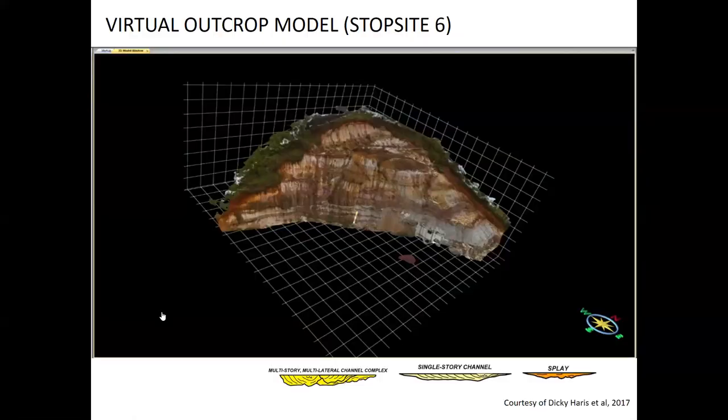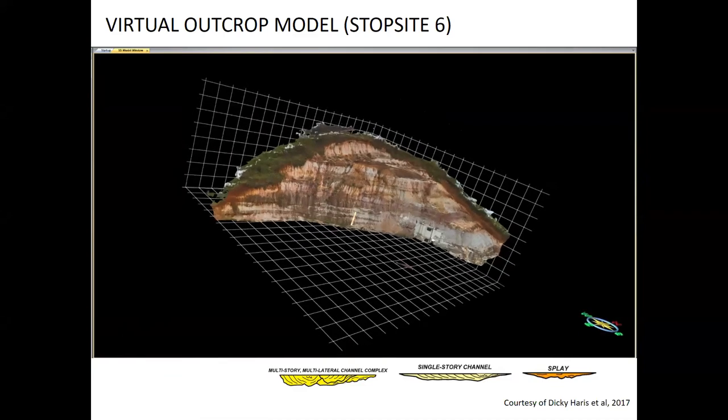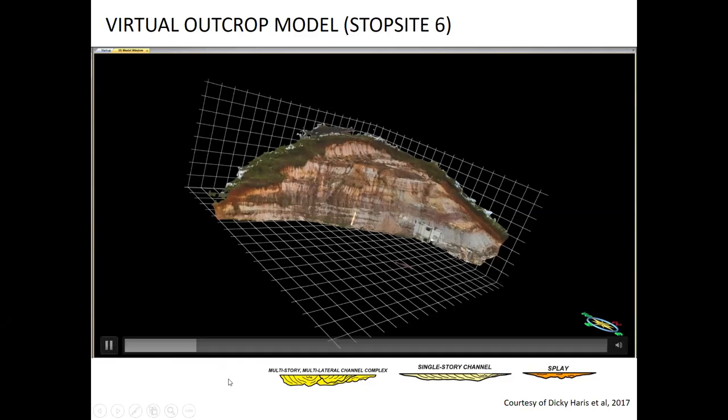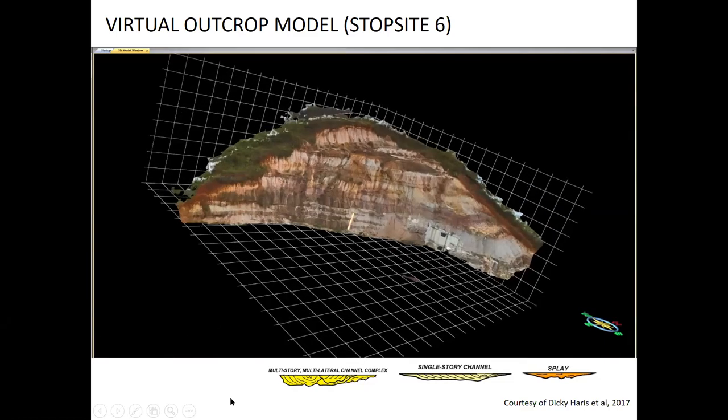Unfortunately, we cannot see clearly from Google Maps, so we move on to the digital outcrop model. Now we are facing the west. The outcrop size is relatively smaller. Vertical is up to 20 meters. Horizontal is up to 60 meters. Keep in mind the scale bar is 5 meters, so you can imagine the scale of this outcrop.